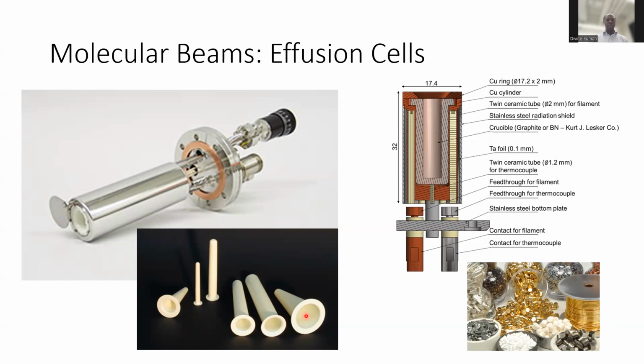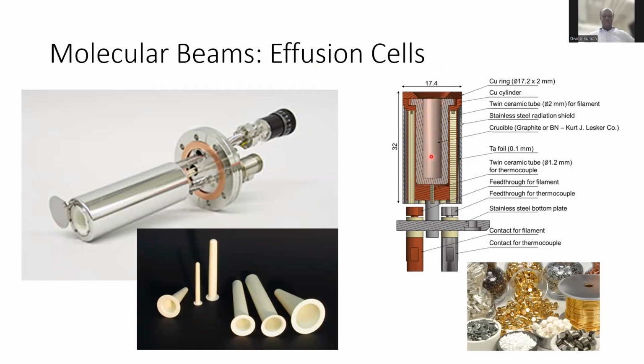You have to choose a particular material for your crucible which does not react with the material you are trying to deposit. So there's a whole science to choosing which crucible material is going to be useful depending on what material you're trying to evaporate. I call these effusion cells, but it's typically just a pan that gets heated up with some material inside. And this is the basic setup.